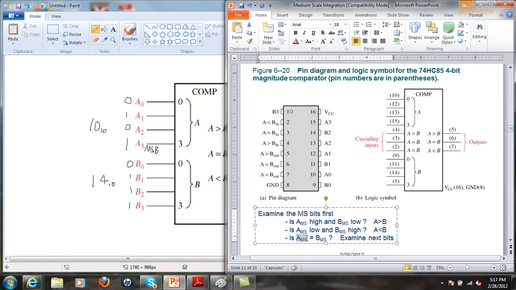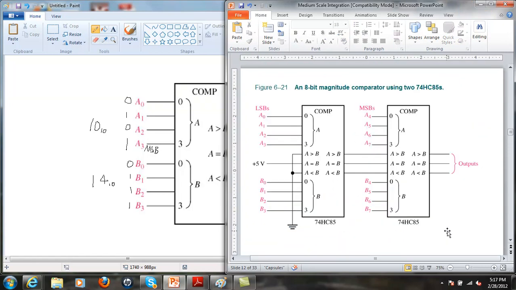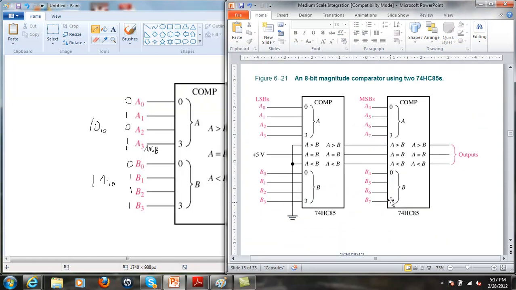And if the most significant bits of A and B are equal, then you have to examine the next bits. So if these are my most significant bits, and these are the least significant bits, assume these are equal, let's tie this high, and in this particular case, it will compare these 8 bits, and the output will indicate which of the 8-bit numbers is greater.